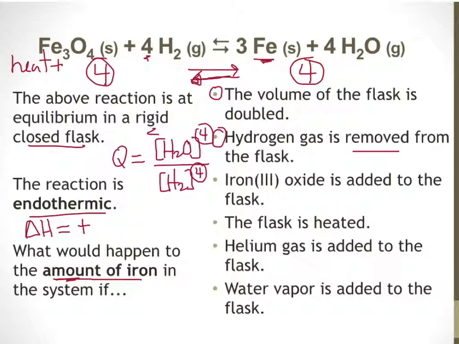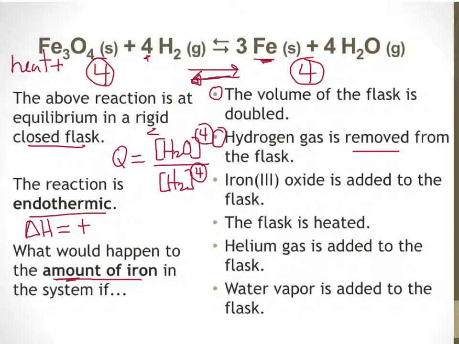equilibrium. From a reaction quotient perspective, decreasing the concentration of hydrogen will cause Q to get larger. Because hydrogen's in the denominator, a smaller denominator means a larger value for Q. So now Q is going to be bigger than Kc, and that will result in a reverse shift. You'll have less iron at the new equilibrium.